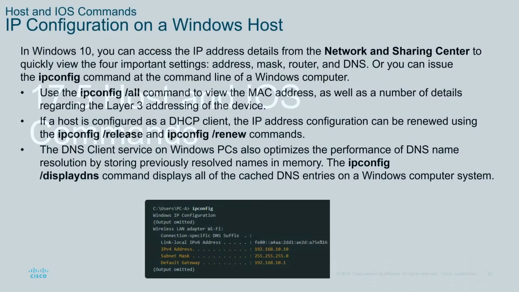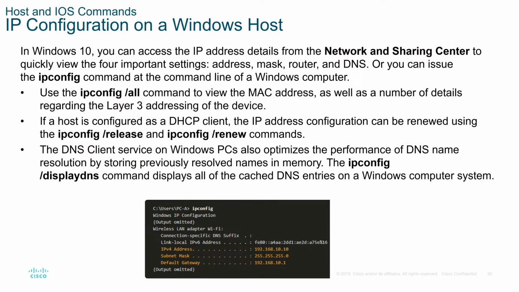Some of the host and IOS commands that can be used, as we have discussed already, traceroute or tracert was one. In Windows 10, you can access the IP address details from the Network and Sharing Center to quickly view the four important settings: the address, the mask, the router, and the DNS. Or you can issue the ipconfig command at the command line of a Windows computer. You can also use the ipconfig /all command to view the MAC address as well as multiple other details of the setup of your computer.